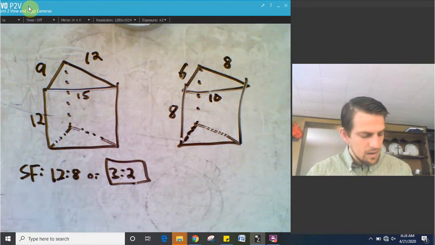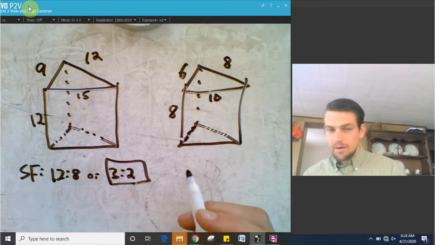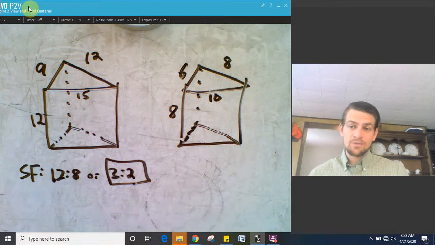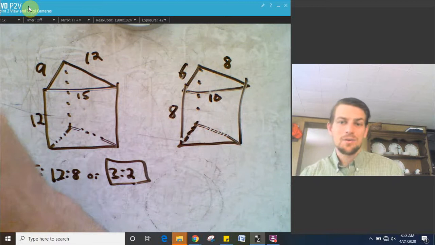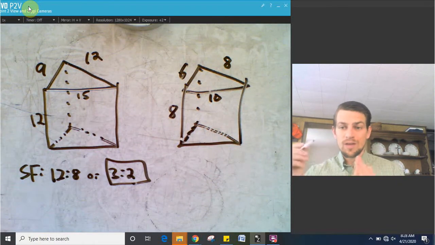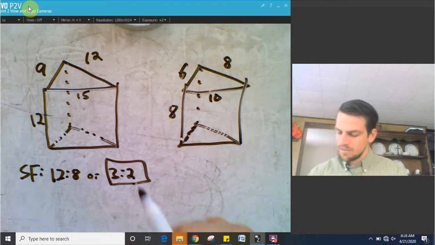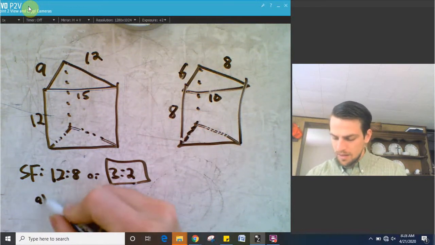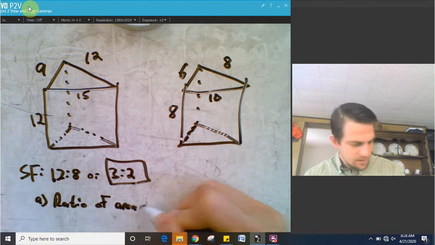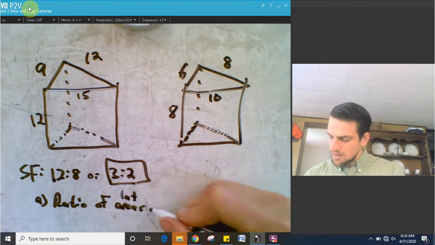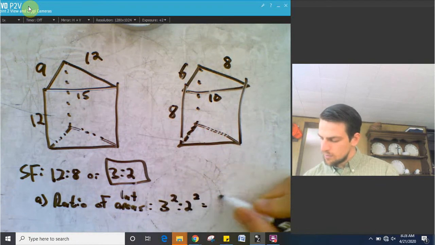Now we need to find the ratio of their lateral areas. The ratio of their lateral areas, if you remember, is going to be the scale factor squared. And the reason for that is when you find an area, you get square units. So whatever ratio you have between the two sides, that ratio is going to get multiplied in twice if you ever do a formula for area. So let's see, part A, the ratio of areas. I think actually it asked for the lateral areas first, is going to be the scale factor squared, so that's 3 squared to 2 squared, which is equal to 9 to 4.